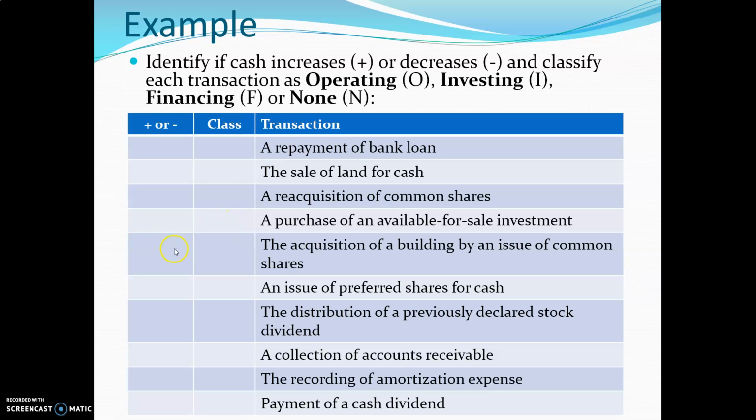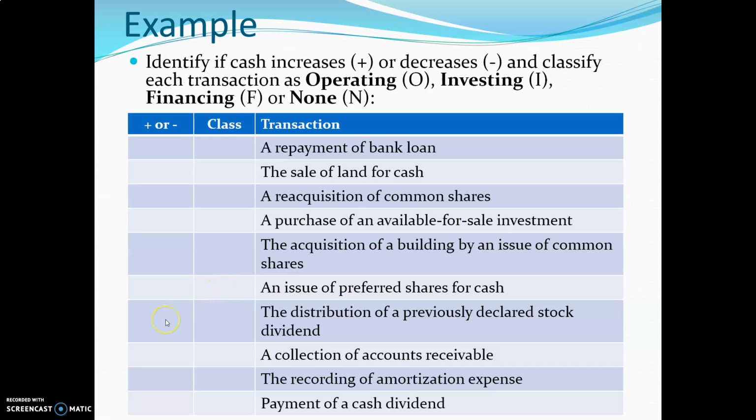The acquisition of a building by an issue of common shares. Nothing has changed because this is issuing shares. So there's no change here. The classification doesn't matter. None. An issue of preferred shares for cash. Well, we're getting cash, so that's positive here. And this affects our equity account, so it's going to be our financing activities.